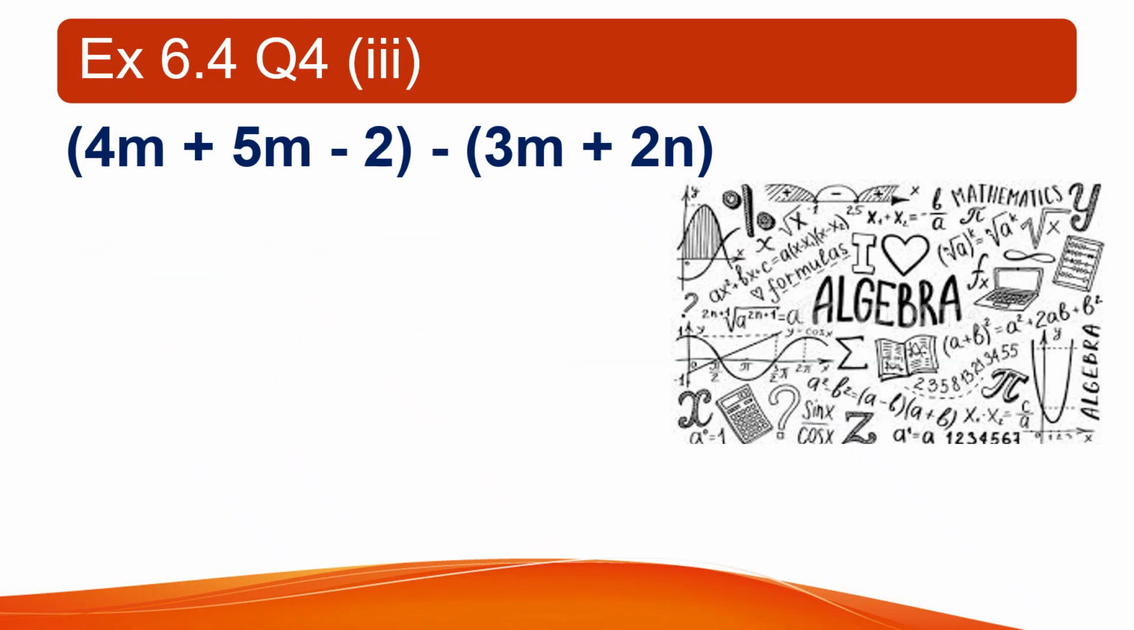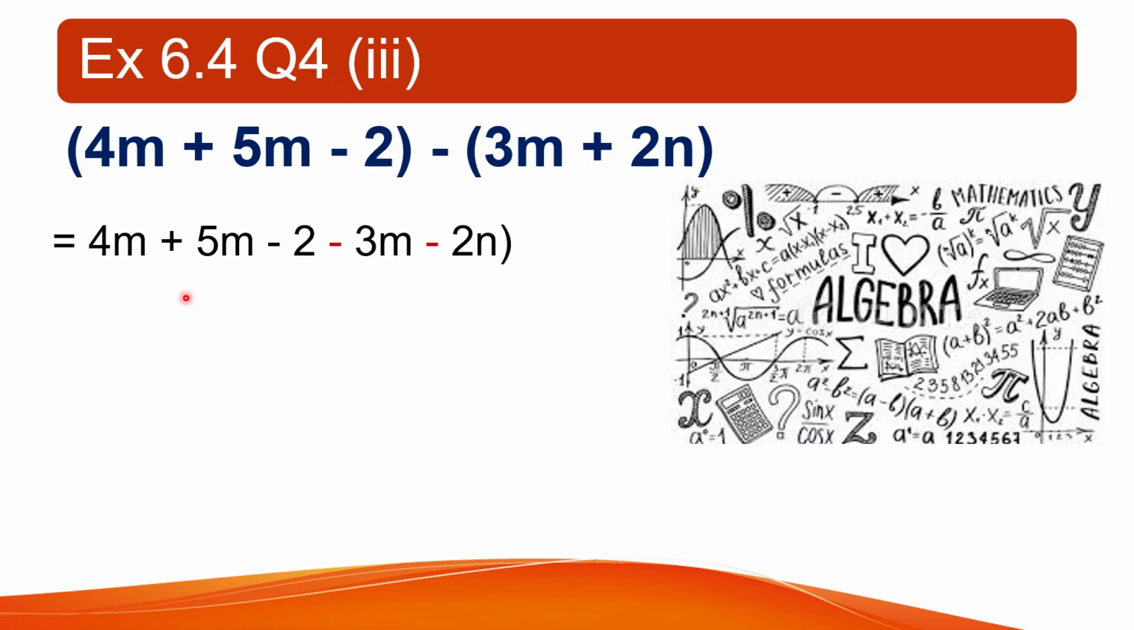Now exercise 6.4 question number 4 part 3. You will find this question a piece of cake now. We have only two expressions. First is (4m + 5n - 2) and the second is (3m + 2). As you can see, we have a negative sign before this algebraic expression, so the signs within the bracket will be changed. Now let's open the bracket. We have 4m + 5n - 2 - 3m - 2, and as you can see, the signs of both terms have been changed. Now let's arrange the like terms.